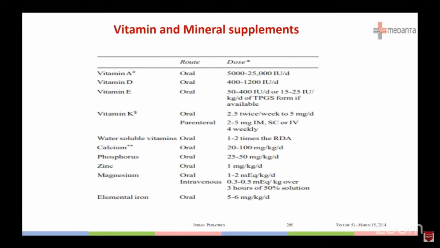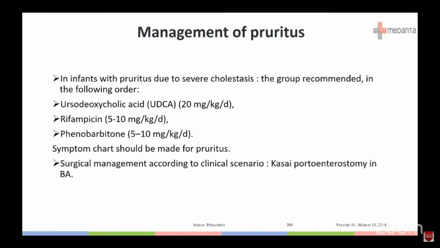This is the recommended dose of the vitamin supplements. We need to supplement the child with vitamins A, D, E, K, along with water-soluble vitamins, and other minerals like calcium, phosphorus, zinc, magnesium, and elemental iron.